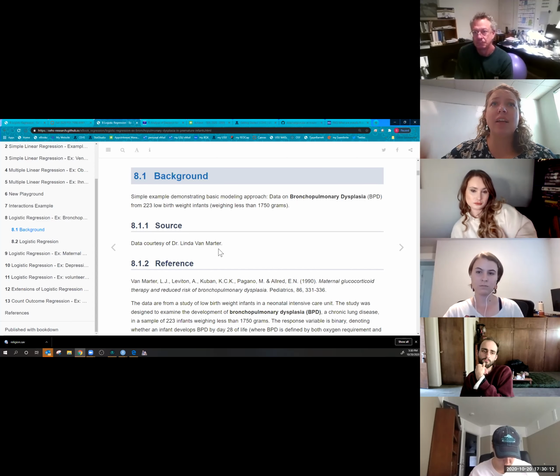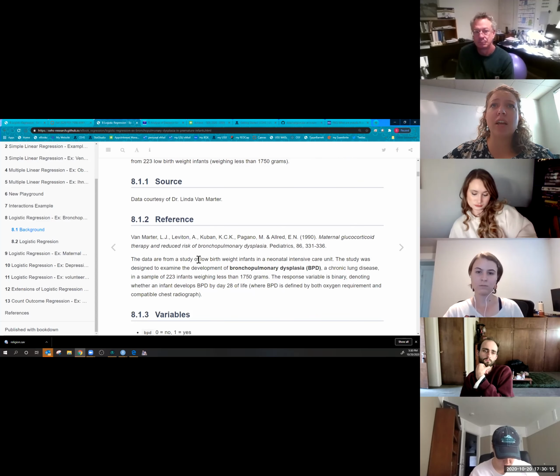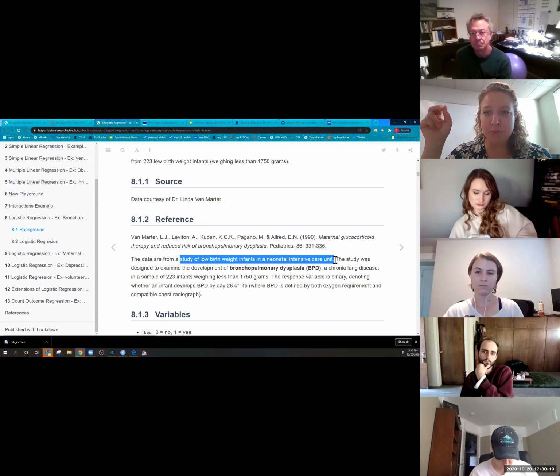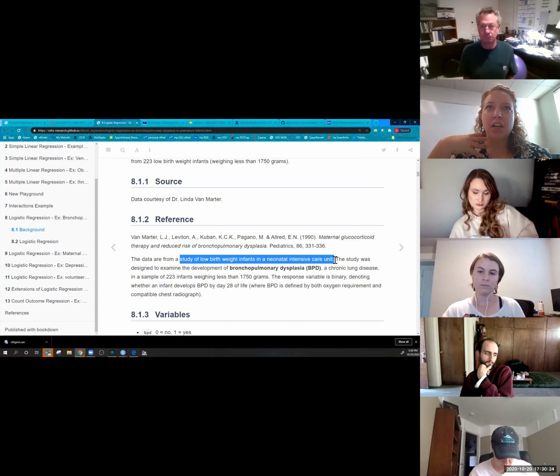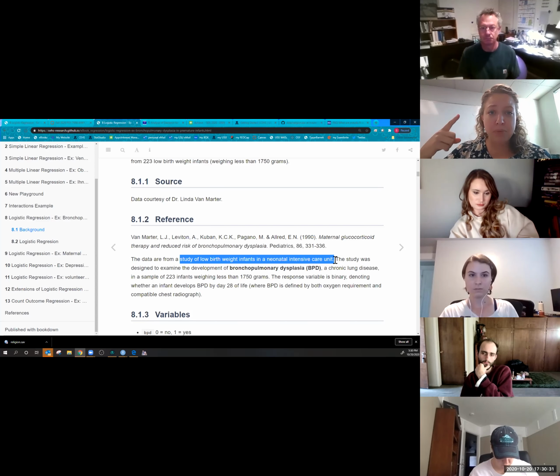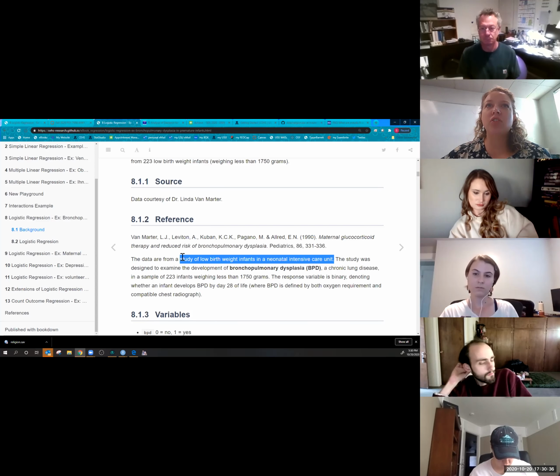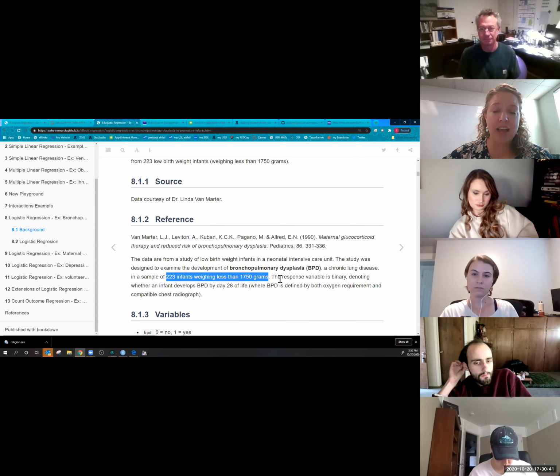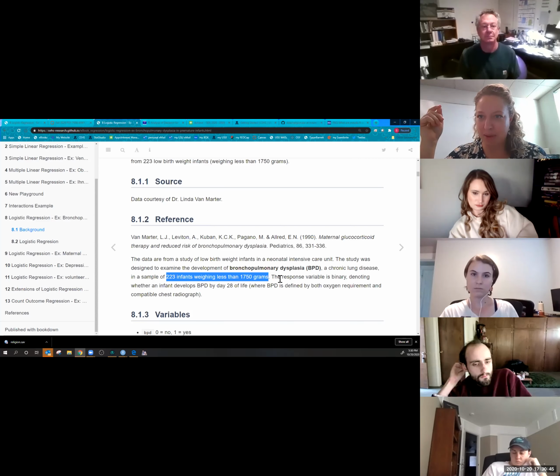And this is a study on low birth weight infants in a neonatal intensive care. So brand new babies, a lot of them premature, have problems breathing, a lung disorder, chronic lung disease, and it's called bronchopulmonary dysplasia. And it's especially a problem for premature and very small babies, and they struggle to live. So this study is 223 of these infants, and all of them in the study had to be less than 1750 grams. These are little tiny babies.